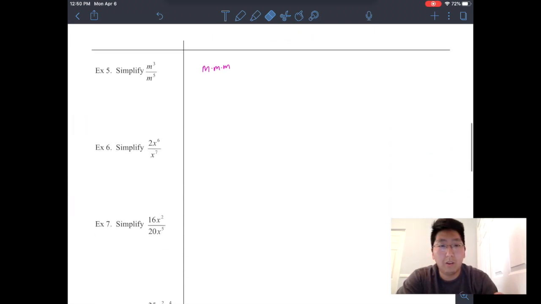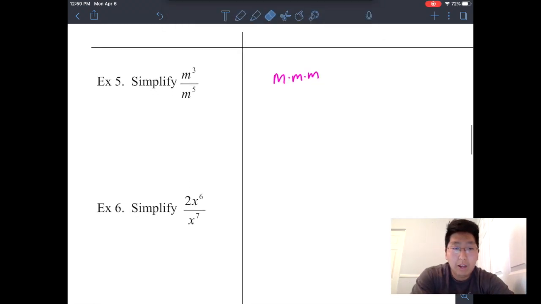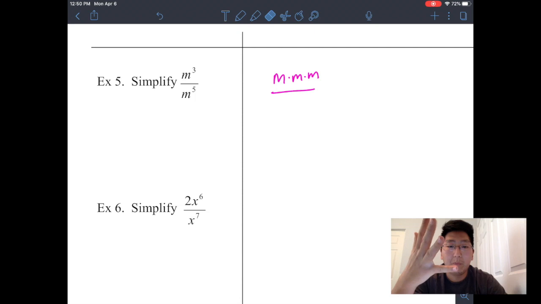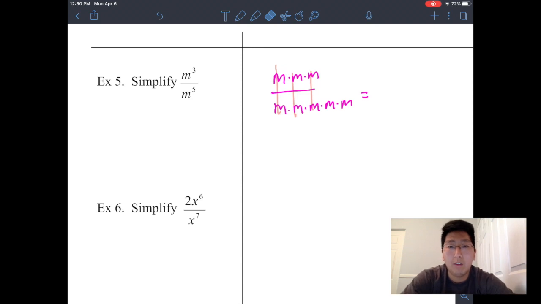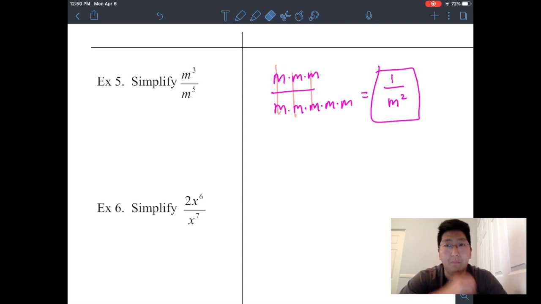Here you go. We have m to the 3rd power, so m times m times m, divided by m to the 5th, which is m times m times m times m times m. Create our ones. On top we have 1, on the bottom we have m squared. Okay?